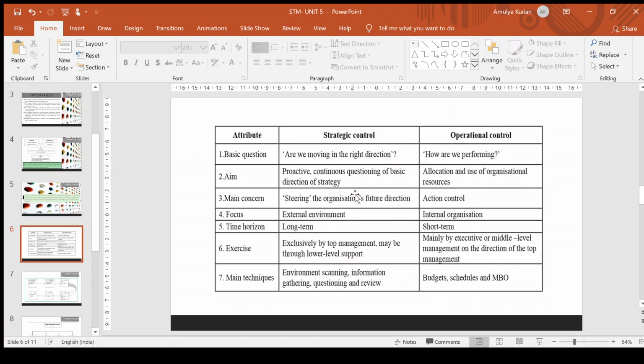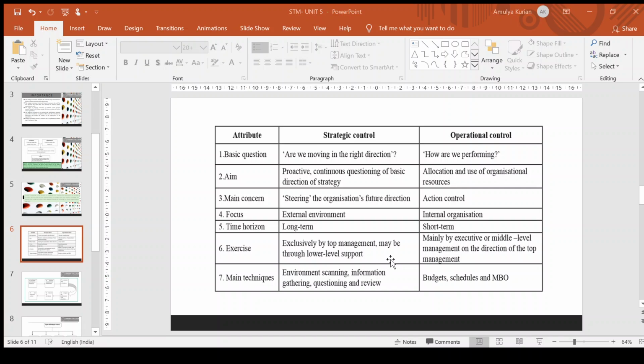The focus of strategic control is the external environment. In operational control, it is within the organization. Whatever is controllable will be taken care of in operational control. The time span is long term in strategic control and short term in operational control. Strategic control is usually exercised by the top management, while here it will be middle level or executive level. The main techniques in strategic control are environment scanning, information gathering, questioning and review. Here it is more about budgets, schedules and management by objectives. So this is the difference between strategic control and operational control.